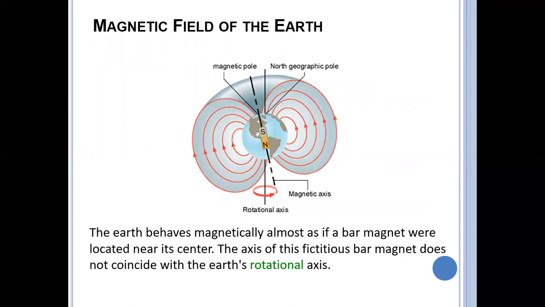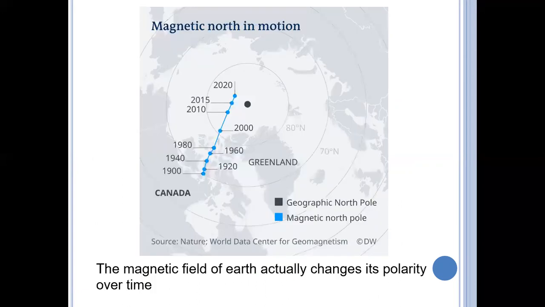So yung Earth natin behaves magnetically almost as if we place a bar magnet at the center, no? So the axis of this fictitious bar magnet doesn't coincide with the Earth's rotational axis. So yung magnetic field natin sa Earth actually changes its polarity over time, as seen here in the given figure from 1900s to 2020. And we have our fixed point for geographic North Pole.